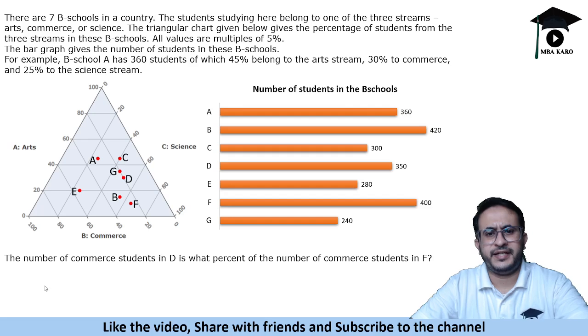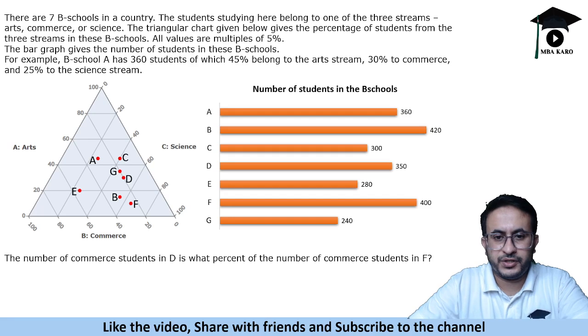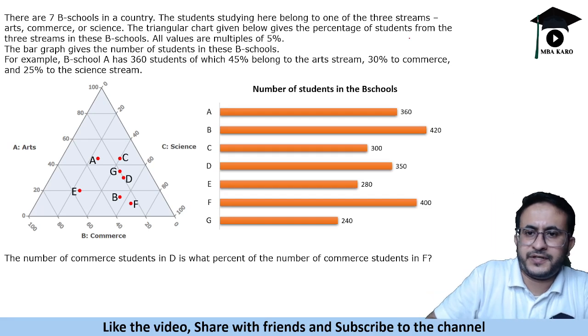Now here's the next set. This is called a triangular chart. In this class we are going to cover different kinds of charts, unconventional ones. This is called a triangular chart. How many of you knew how to read this chart?